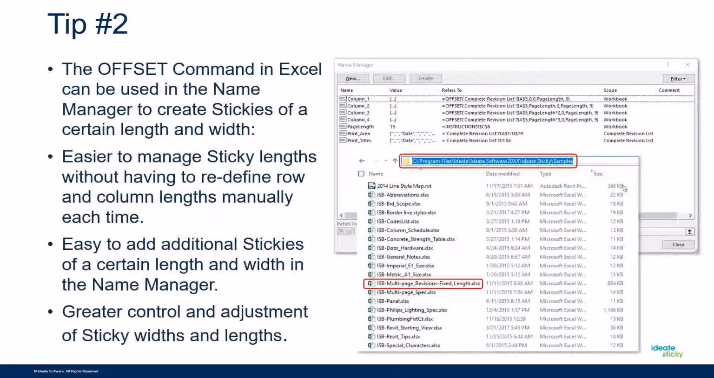So again, here's using the offset command, right? And so this information, like I said, it's available in our samples. You can see this multi-page revisions fixed length that will actually have in the Excel file, there's a tab for instructions telling you how you can do the offset command to be able to have the columns basically grow and shrink depending on the numbers that you have.